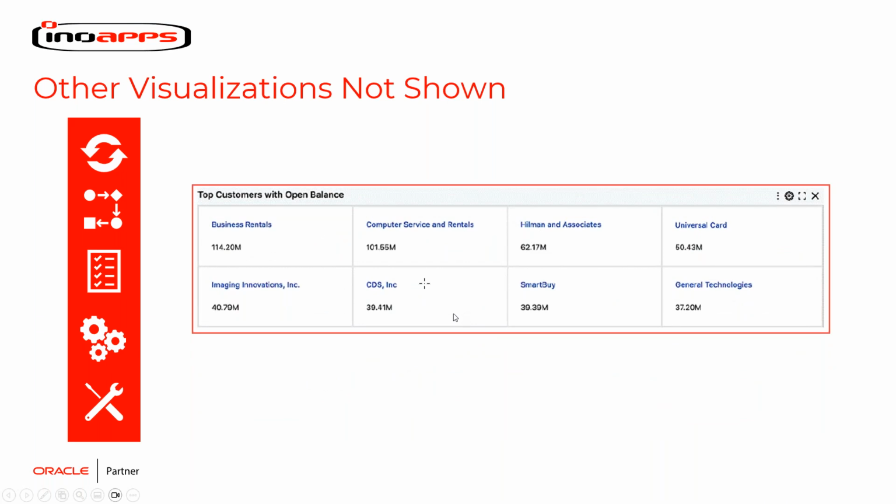Same thing here, obviously not flashy, but a grid. And this is called an aggregated grid. And what this is now showing is it's aggregating the total customers with open balances. In this case, business rentals has a $114 million open receivables balance. But it's just a different way to represent it.